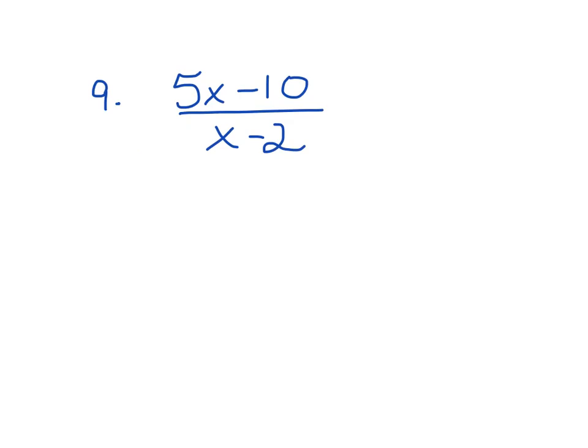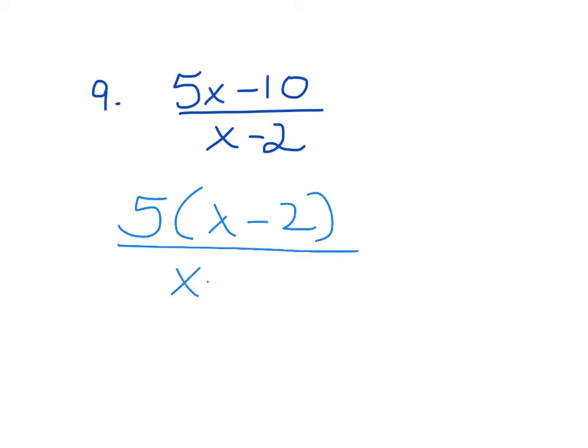What are we going to do? Okay. Who said GCF? All right. What is it going to be? 5. Okay. So divide both by 5, and then rewrite the x minus 2. And then now what can I simplify? The x minus 2's. And then this answer simplifies to plain old 5.